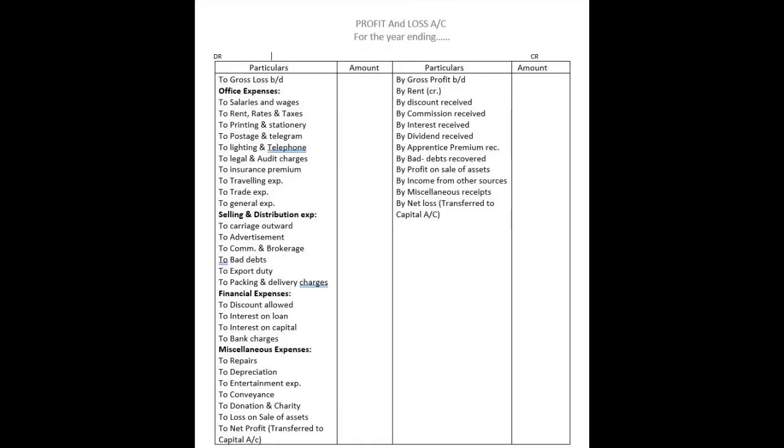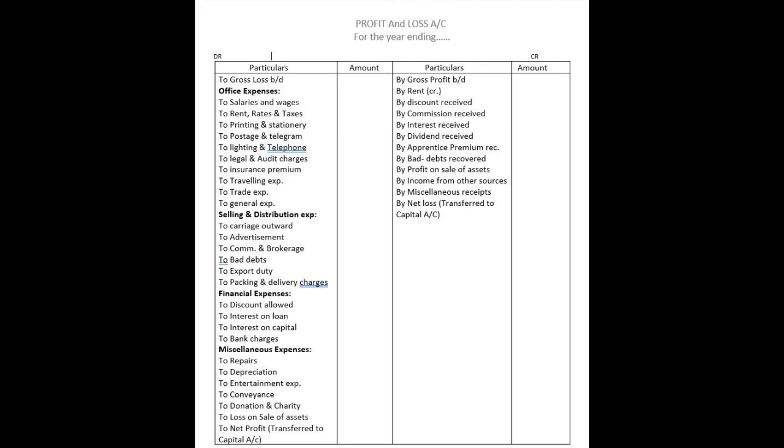And then after recording all the indirect expenses and incomes on their respective sides, the total of both the sides will be taken. And if the total of debit side of P&L account falls short, then the balancing figure will be net profit, which will be transferred to the capital account in the balance sheet and which will ultimately increase the amount of capital. And if the total of credit side falls short, then the balancing figure will be net loss, which will be transferred to the capital account in the balance sheet, and this will ultimately reduce the amount of capital of the business.